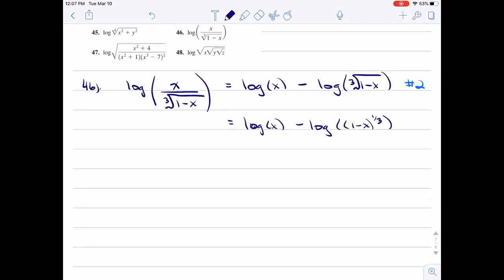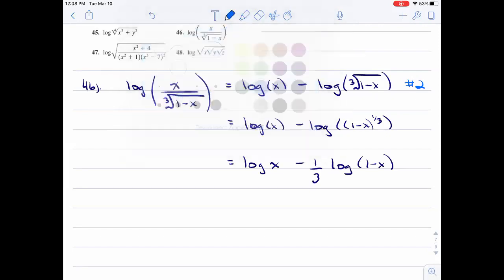But now I can simplify this a little bit, right, and bring that 1 over 3 down in front of the log of 1 minus x, right? And so then I have the log of x minus 1 over 3 times the log of 1 minus x. And this is using law number 3. And that's as simplified as we can go.